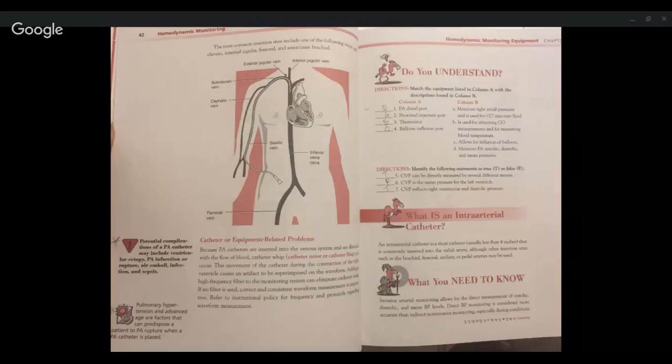Catheter or equipment-related problems. Because pulmonary artery catheters are inserted into the venous system and are directed with the flow of blood, catheter whip can occur. It's also called catheter noise or catheter fling. This movement of the catheter during the contraction of the right ventricle causes an artifact to be superimposed on the waveform. Artifact is a type of arrhythmia that would show up on the EKG.